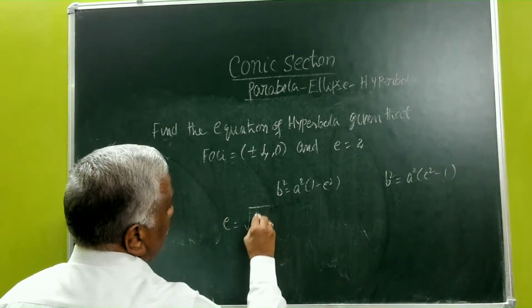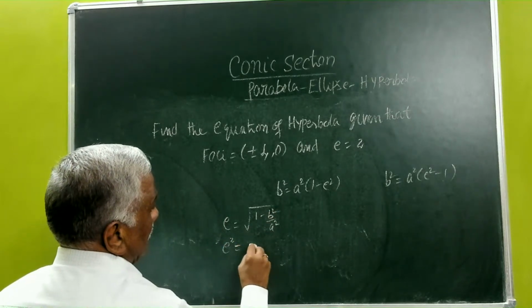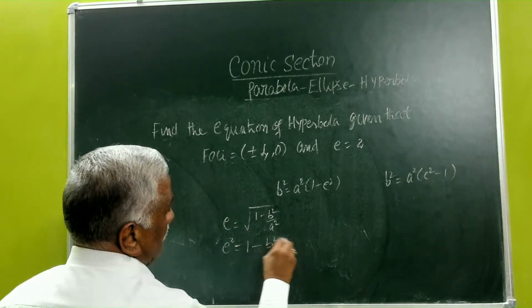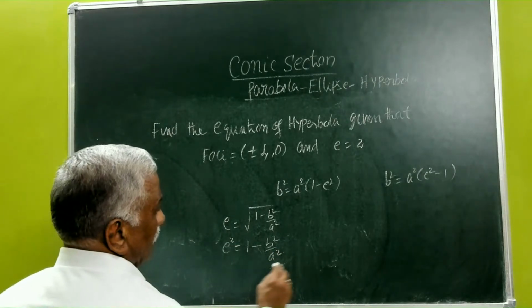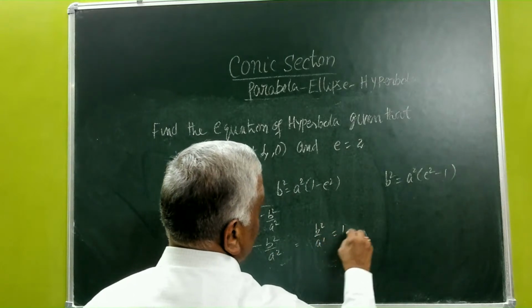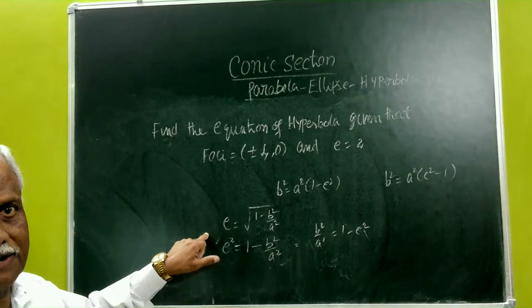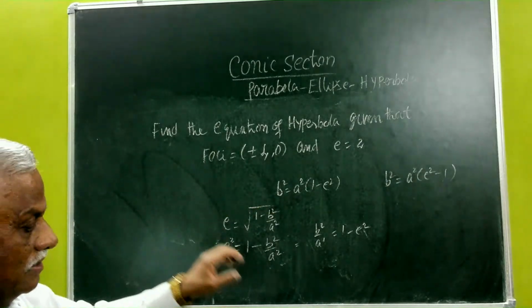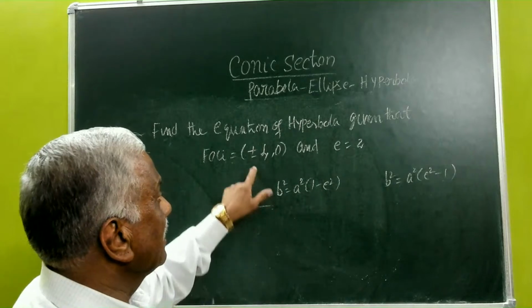From the standard result, E is equal to root of 1 minus B square by A square. Square this, E square is equal to 1 minus B square by A square. Take the LCM. Or you can write this as B square by A square is equal to 1 minus E square. Then you can translate. So you can get it from this, or you can remember this also. If you can remember additional results, working on problems becomes very easy.